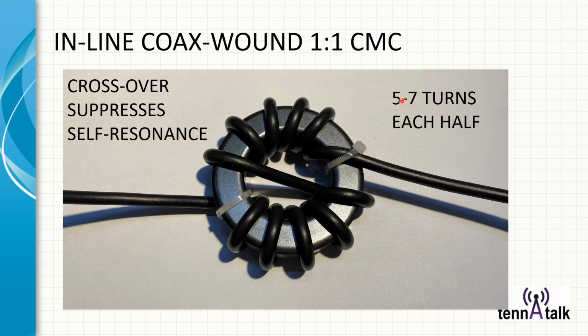About 5 to 7 turns of each half. You don't even have to take off the PL259 connector. You can pass that through an FT240 31 mix ferrite and build one of these in about 5 to 10 minutes. And the ferrite costs about $10, and the coax you probably already have. A 3-foot piece of coax works just fine as pigtails with PL259s already on the end.